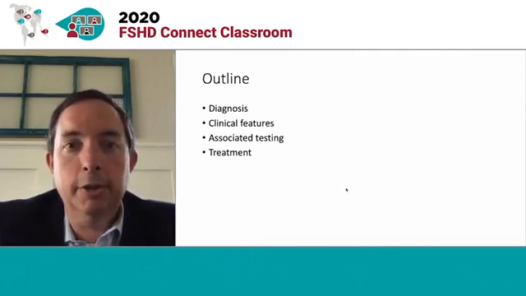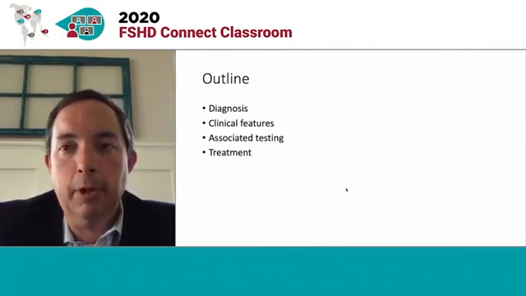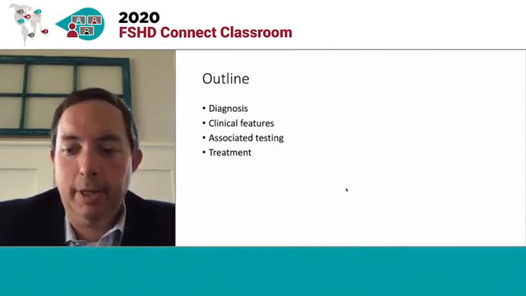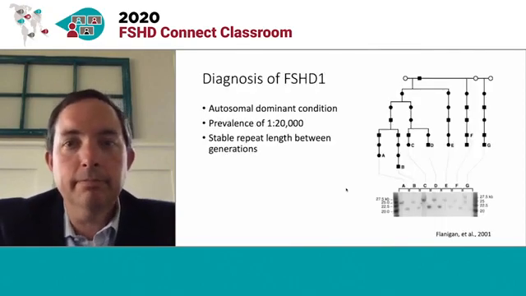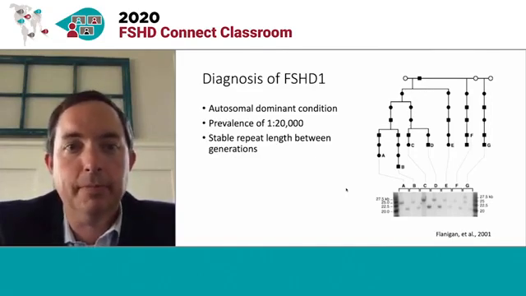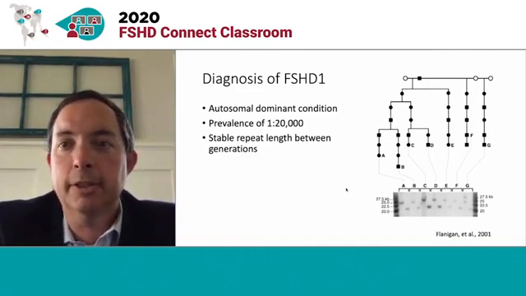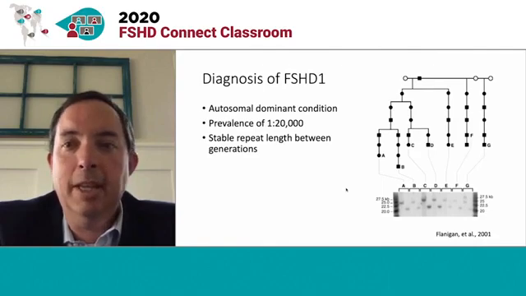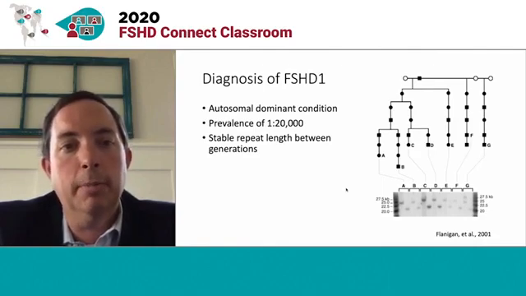In terms of the diagnosis, there is a bit of overlap from the last talk with Dr. Harms, but hopefully that redundancy is welcome because the genetics can be quite complicated. So let's talk about the diagnosis of FSHD1. It's an autosomal dominant condition, as Dr. Harms pointed out, and has a prevalence of about 1 in 20,000, making it about the third most common form of muscular dystrophy.